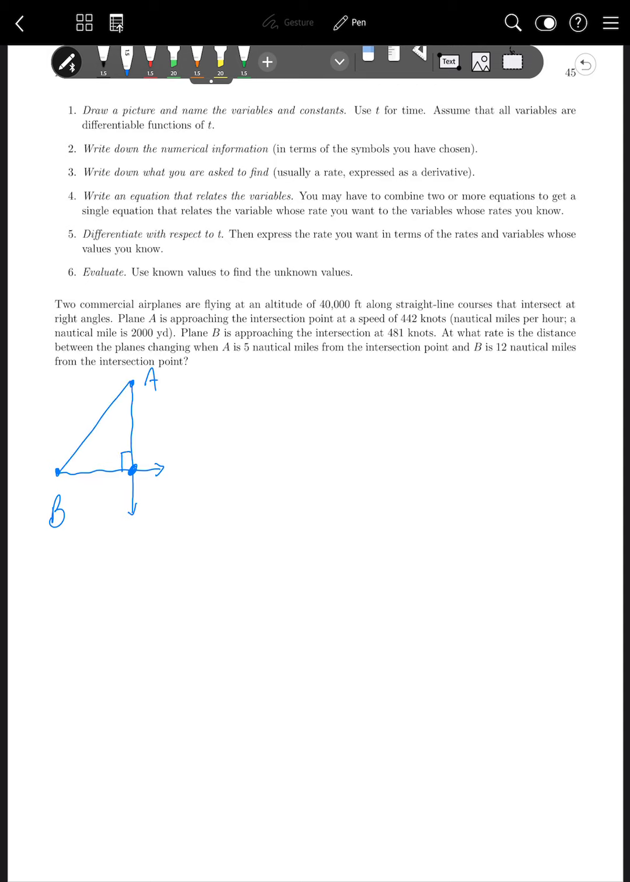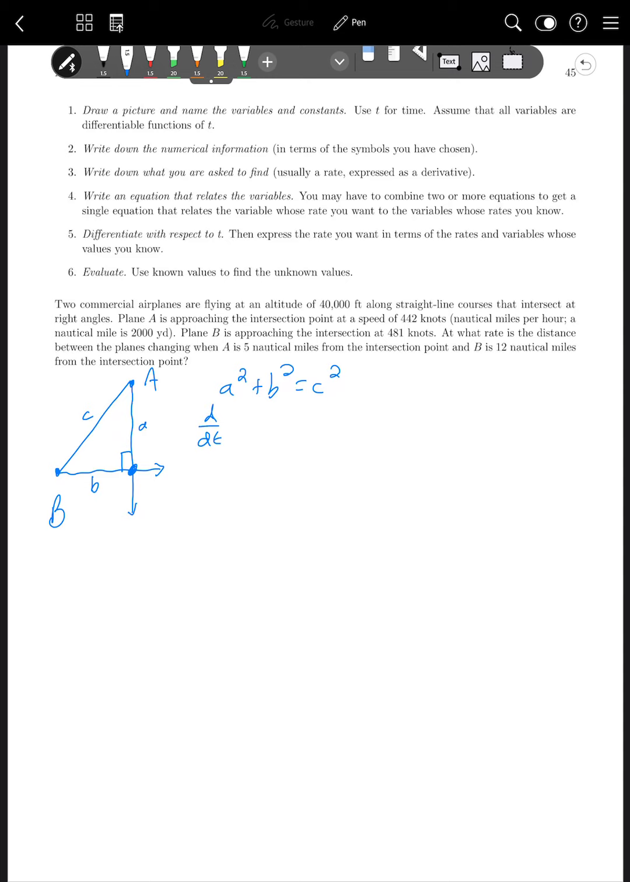And what they'd like us to do is find what rate the distance between the planes is changing when A is 5 nautical miles from the intersection point and B is 12 nautical miles from the intersection point. Well, we want to get rates into this. The way you get rates into any problem is to do the derivative. So if I take the derivative of both sides with respect to time, that will bring in these rates.